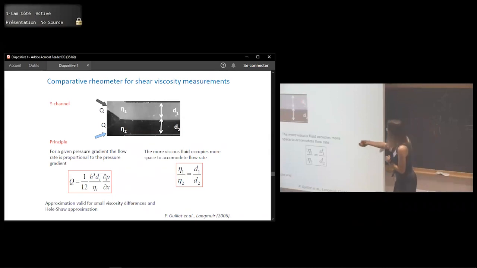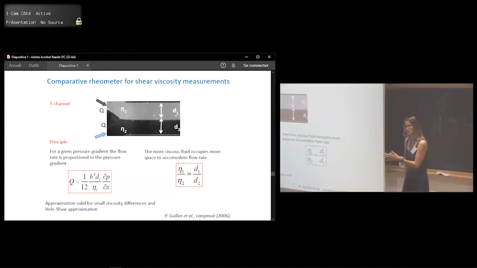But we know that it needs to accommodate the same flow rate. So the one that flows more slowly will need to take more space to be able to accommodate the same flow rate. So by just measuring how much space in the channel is occupied by each of the fluids, I have a comparison of the viscosities of the 2 fluids. And that is what is represented here. Obviously, there's a little bit of approximation in the system, but basically, if your channel is very large and the height is very small, this is a very good approximation if your viscosities are not too different.